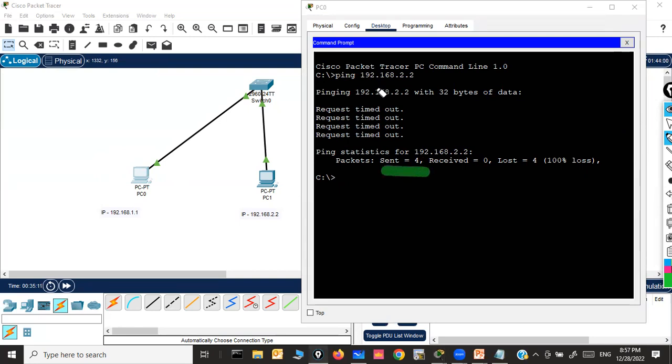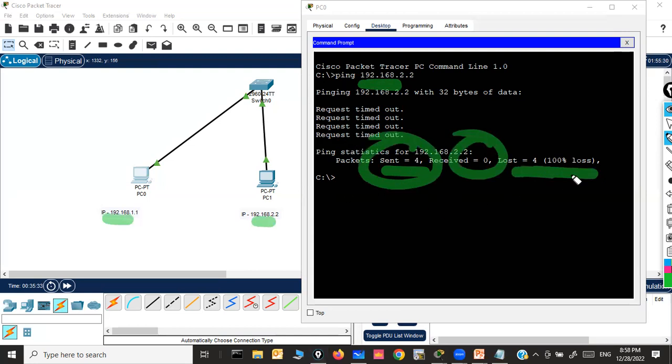Because they both are in different class networks. Class B? No, Class C. Yes, you're right. So that's why they are not communicating: it's a Class C network and the initial 3 octets are not the same. Four packets sent, 0 received, packet loss 100%.